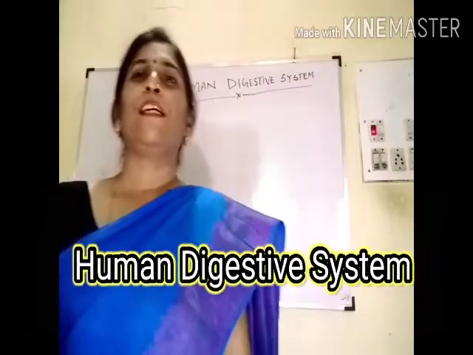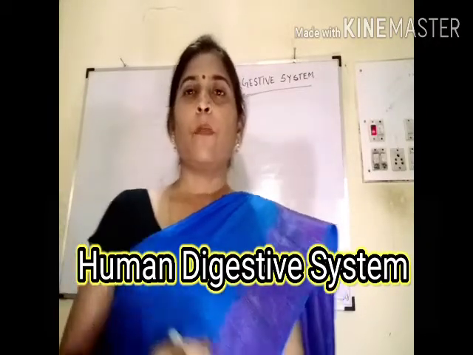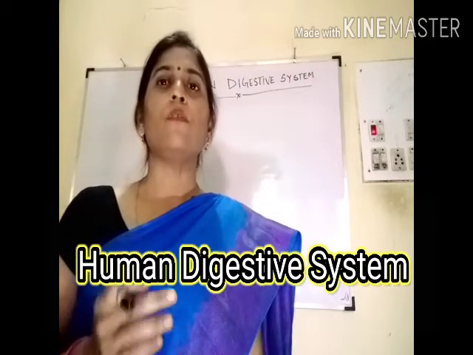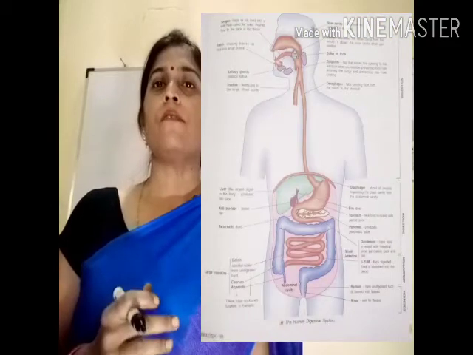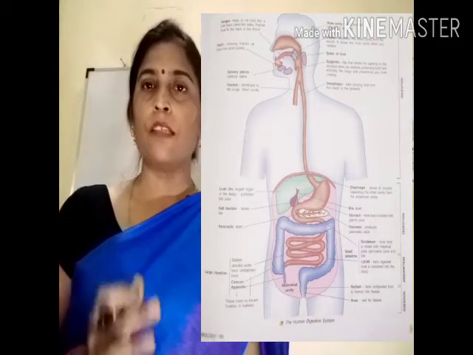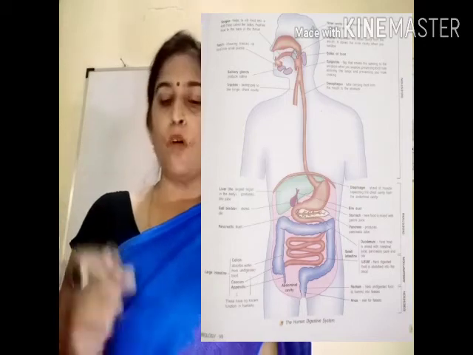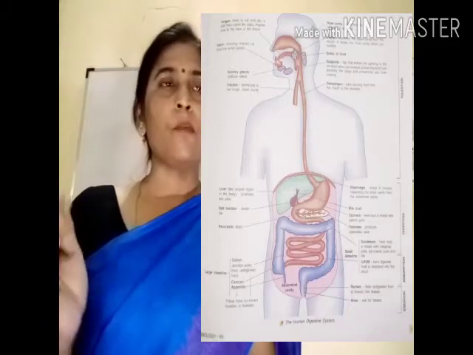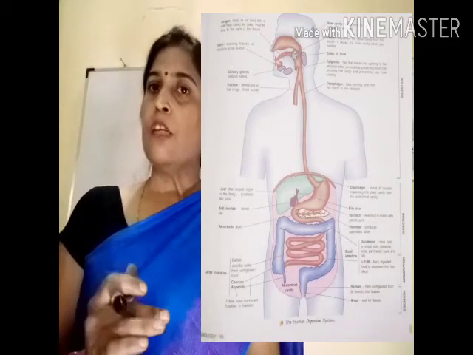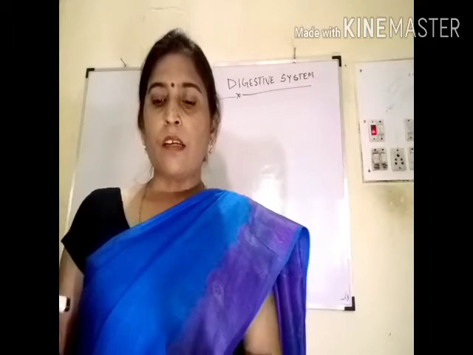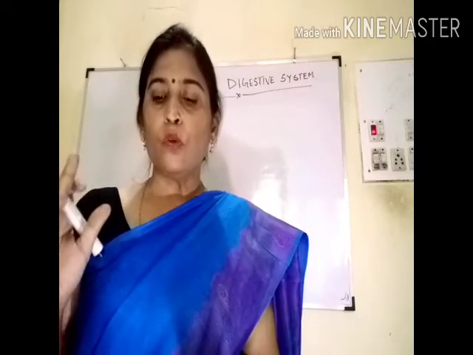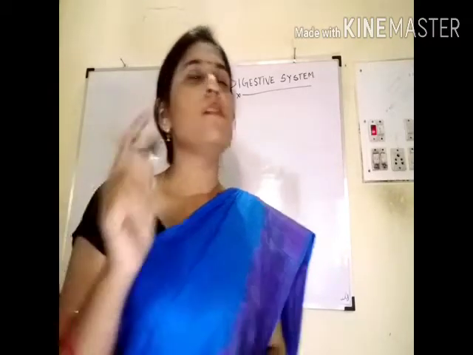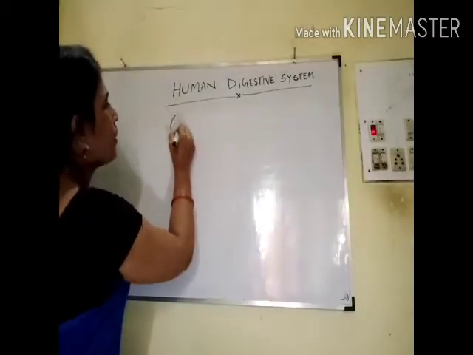Good morning, student. In the first video, we had seen the steps of digestion in different animals. Now, in this video, we will see the human digestive system, how these five steps of digestion take place in the human body. These steps of nutrition take place inside a long tube, coiled in some places, that is called the gut or alimentary canal.